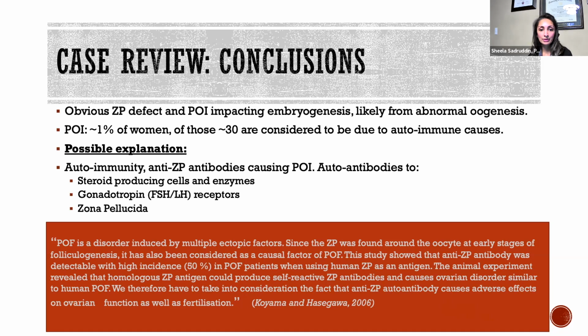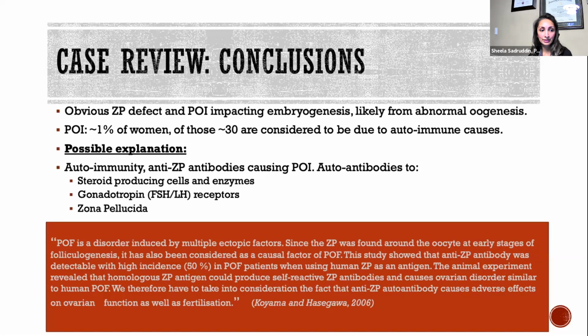Since the zona pellucida was found around the oocyte at early stages of follicular genesis, it has also been considered as a causal factor of POF. This study showed that anti-zona pellucida antibody was detectable with high incidence, 50% in POF patients, when using human zona pellucida as an antigen. The animal experiment revealed that homologous zona pellucida antigen could produce self-reactive zona pellucida antibodies and cause ovarian disorder similar to human premature ovarian failure.